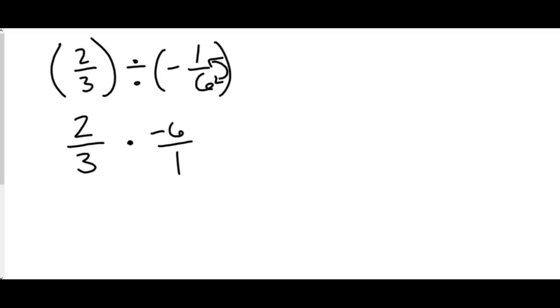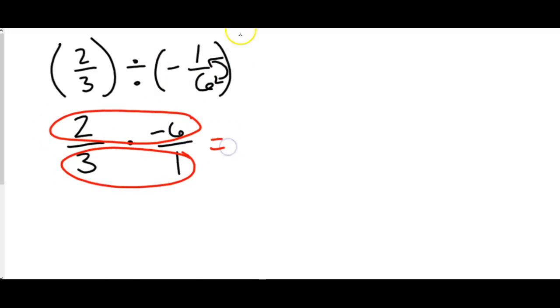Once you have it multiplication was just straight across for fractions. 2 times negative 6 is negative 12. 3 times 1 is 3. This time we can actually divide our fraction. Negative 12 divided by 3 comes out as negative 4. We didn't have to worry about reducing it because it divided. We didn't have to worry about changing it into a mixed number because it divided, which is a little bit nice when it does happen that way. So that concludes our discussion of multiplying and dividing rational numbers.